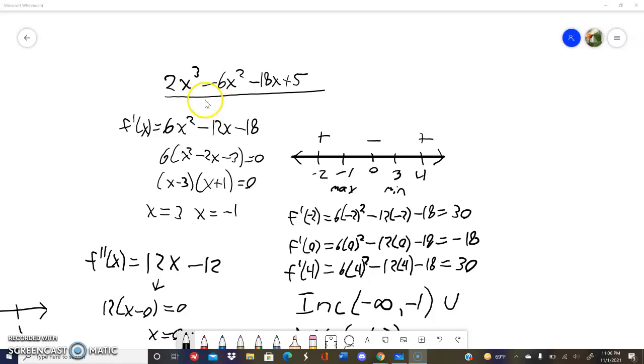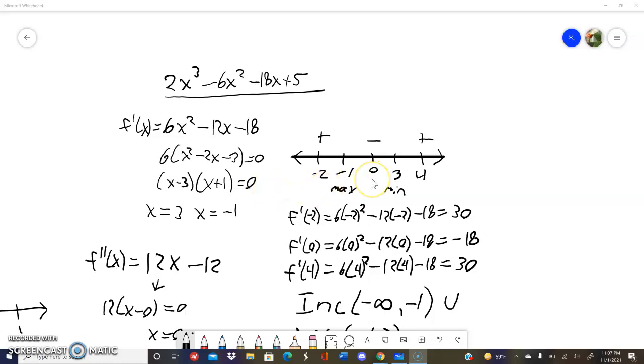We have our polynomial 2x^3 - 6x^2 - 18x + 5. We're going to find the derivative of that, which is f'(x) = 6x^2 - 12x - 18. We're going to look for our critical points by setting that equal to 0. So we now have our 3 critical points, which are 3, negative 1, and 0.